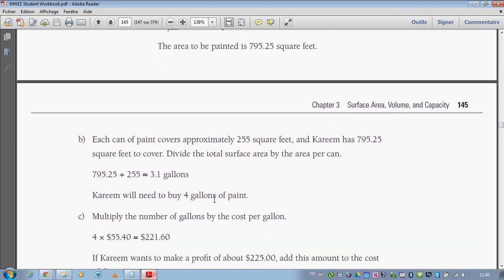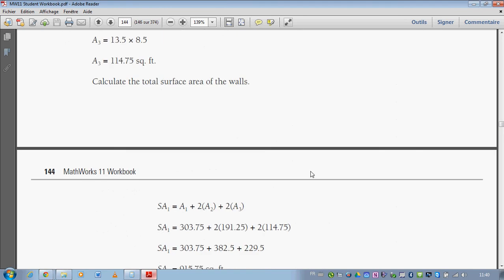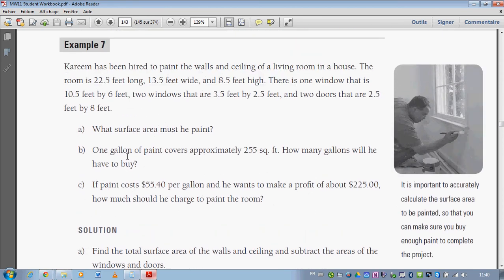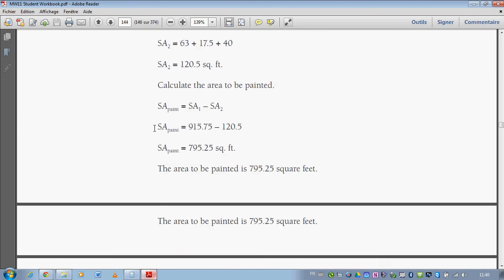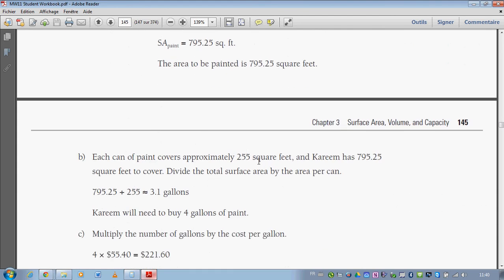Now part B was asking, it told you 1 gallon of paint covers approximately 255 square feet. How many gallons will you have to buy? So you could actually set up your proportions there. If 1 gallon covers 255 square feet, and he's got this many square feet, then you could just take 795.25 square feet, divided by 255, to get 3.1 gallons.